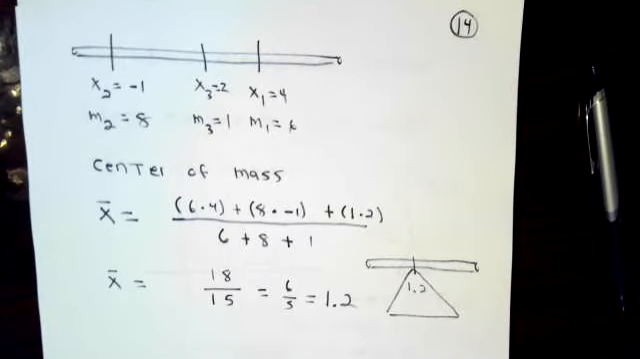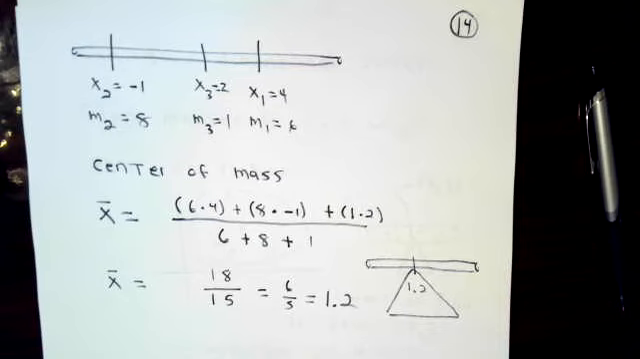So you can imagine that you've got some very lightweight beam of plywood and you glue three masses to it. One of them is located at x1 equals 4 and has mass m1 equals 6. The second one, x2, is -1 and the corresponding mass is 8. And the third one, x3, is 2 and the mass of that one is 1.